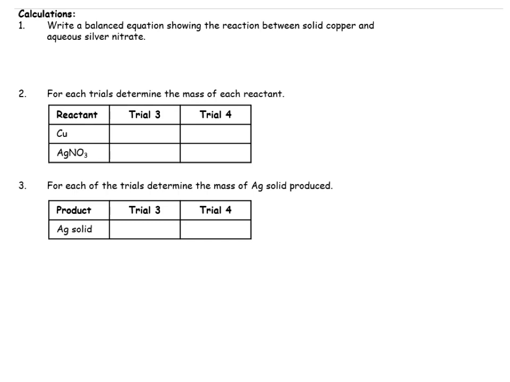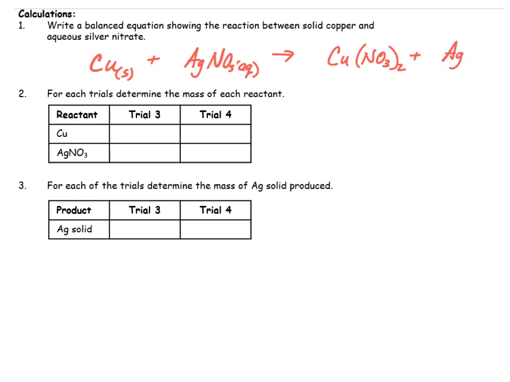All right, let's take a look at the calculations. Number 1, write a balanced equation showing the reaction between solid copper and aqueous silver nitrate. So we have copper, and we could say solid, plus aqueous silver nitrate, AQ for aqueous, yields copper nitrate, now that's Cu(NO3)2, plus solid silver. All right, the copper nitrate remains as aqueous.